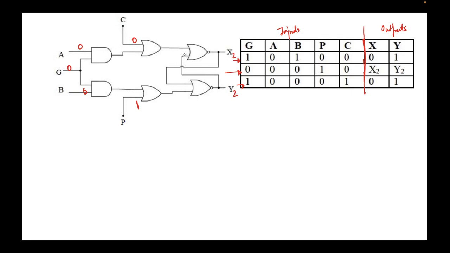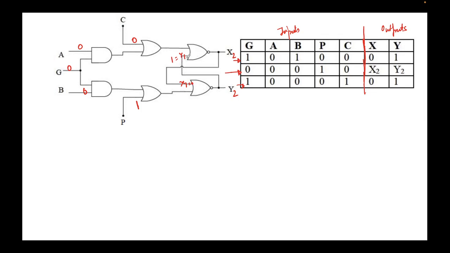Remember that x2 needs an input from the previous time, from the previous line, and that value is y1, because to calculate x2 you need y1. Similarly, to calculate y2 you need x1, because the value of x2 is being fed to this logic gate. What is the value of y1? Y1 is 1. What is the value of x1? X1 is 0.